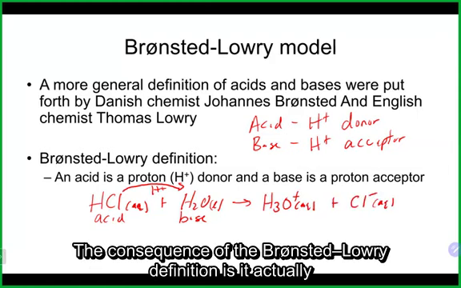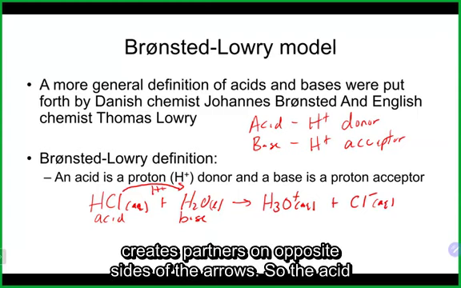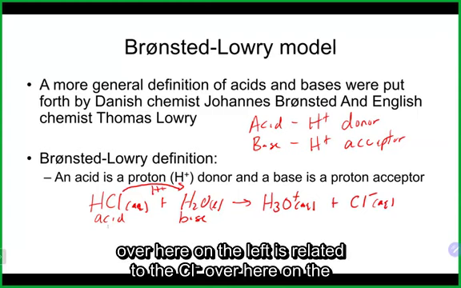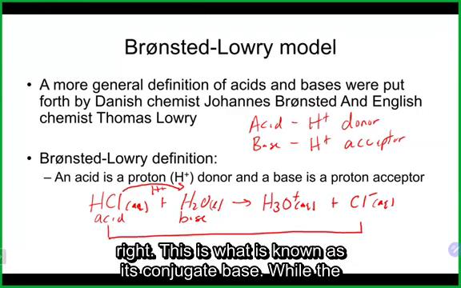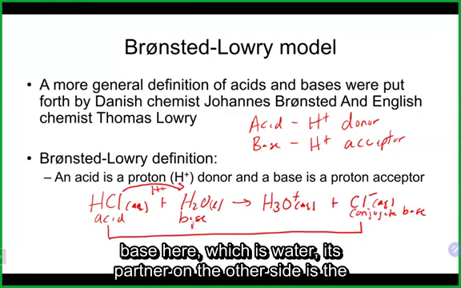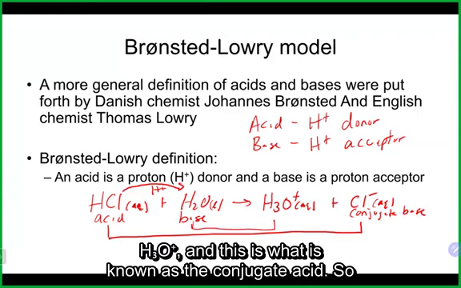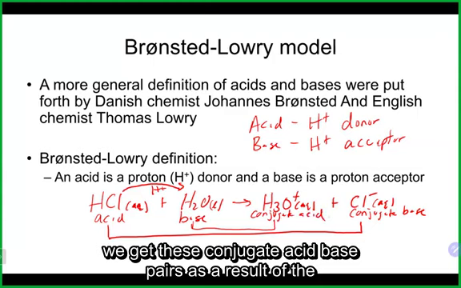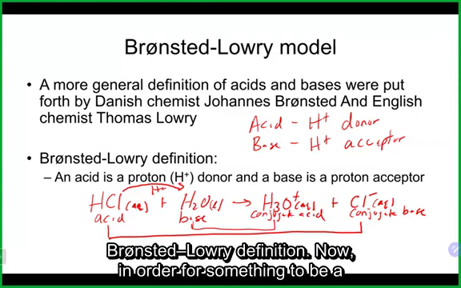The consequence of the Bronsted Lowry definition is it creates partners on opposite sides of the arrows. The acid on the left is related to the Cl minus on the right. This is what is known as its conjugate base. While the base here, which is water, has its partner on the other side, the H3O plus, and this is what is known as the conjugate acid. So we get these conjugate acid-base pairs as a result of the Bronsted Lowry definition.